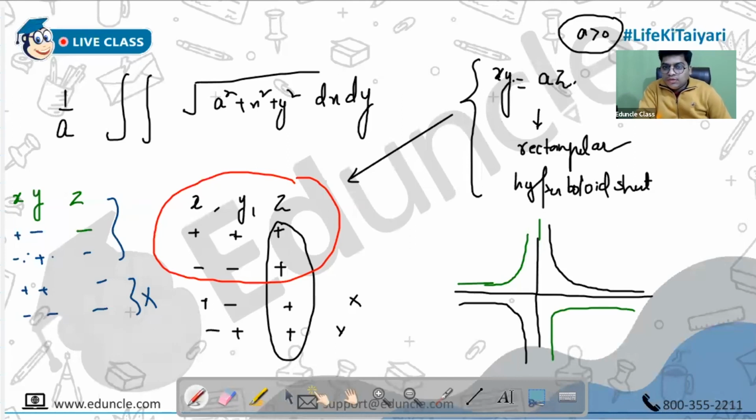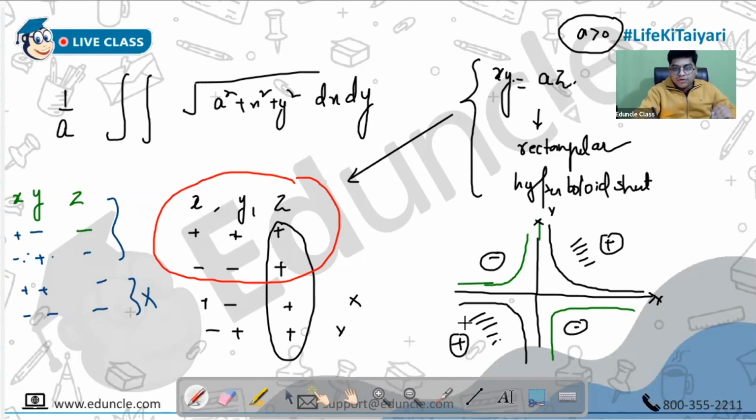So I was saying, this is xy equal to az. This is the rectangular hyperboloid sheet, and it is the sum of these portions. This is the portion for z greater than 0, and this is for z less than 0. This sheet is formed for z less than 0, and this is the sheet for z positive. We discussed this in the morning.